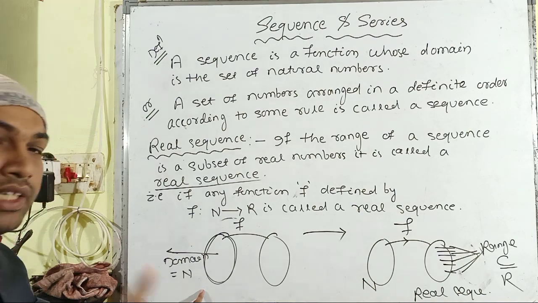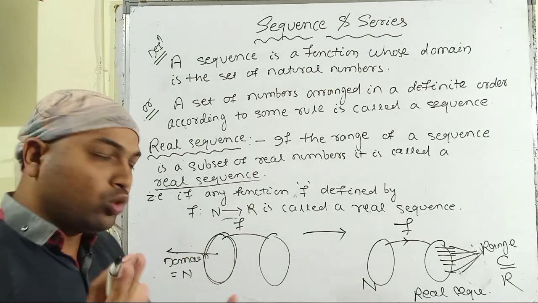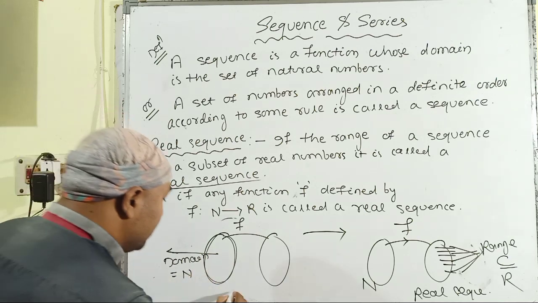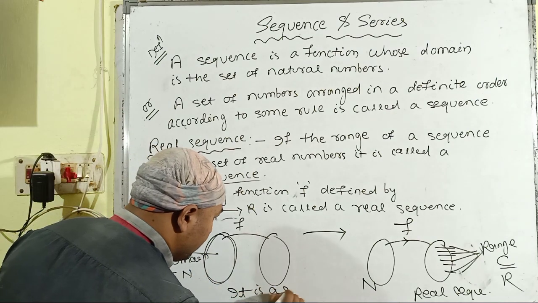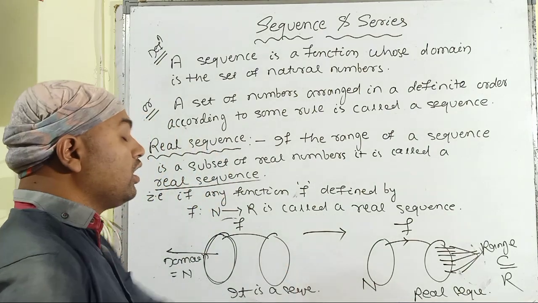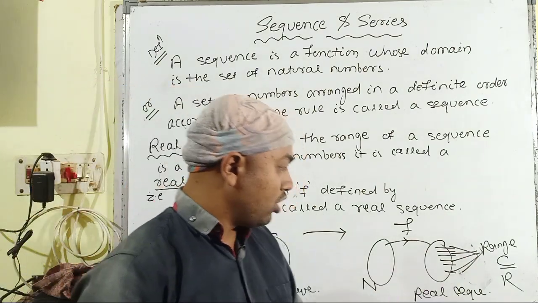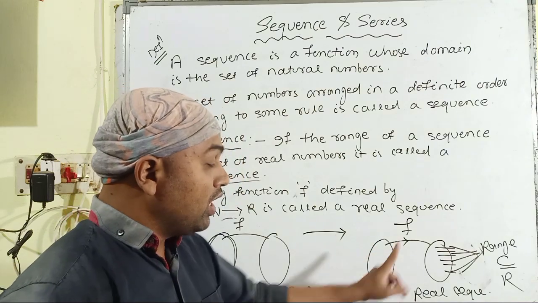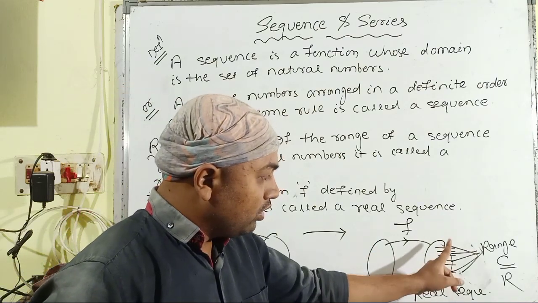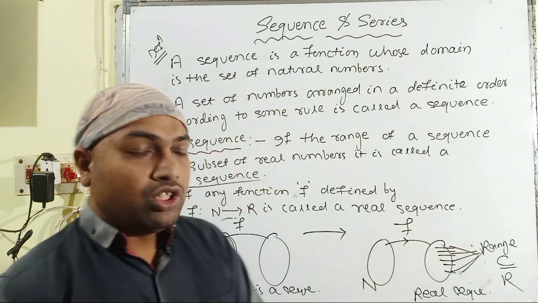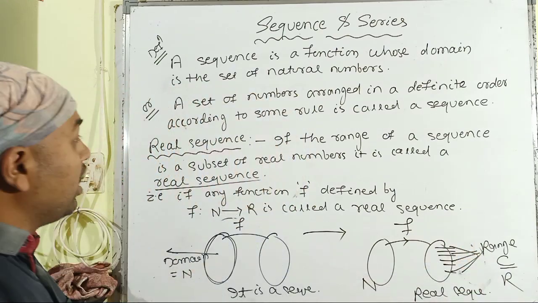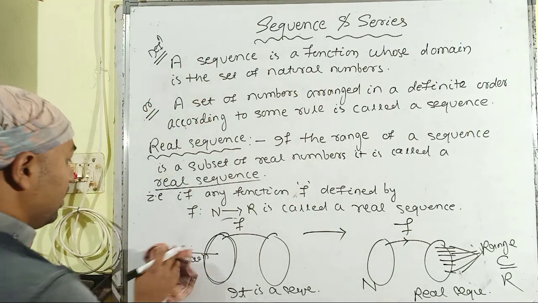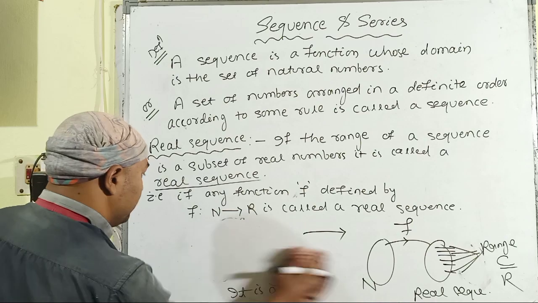So there exists a single condition for a sequence. We just have to show that the domain is the set of natural numbers, then it is a sequence. But for a real sequence, we have to show that the domain must be the set of natural numbers, and also the range must be a subset of the set of real numbers. Then there is another definition of the term sequence.